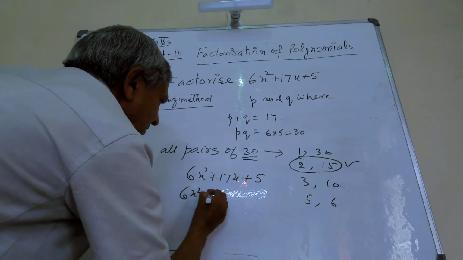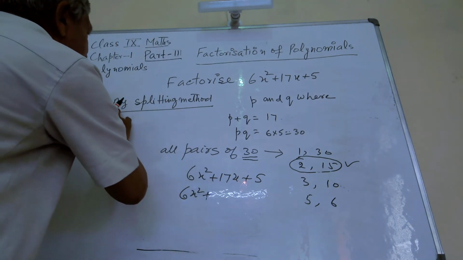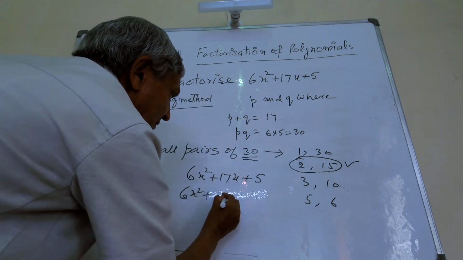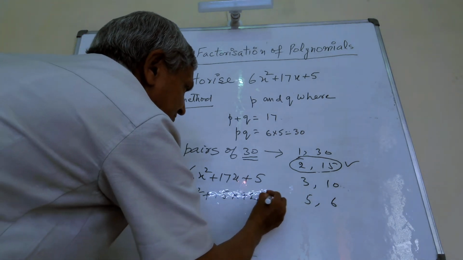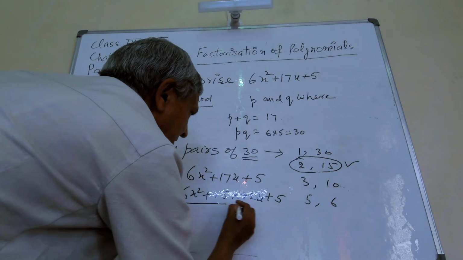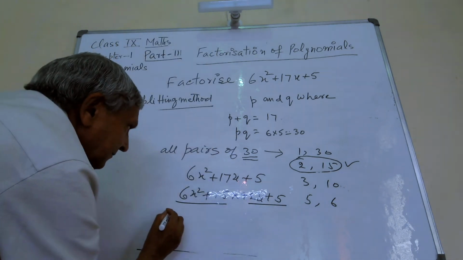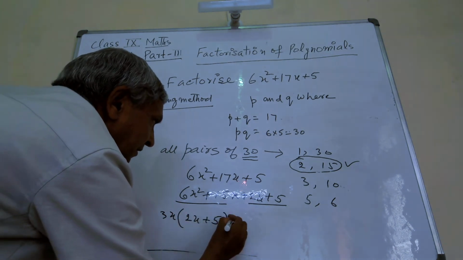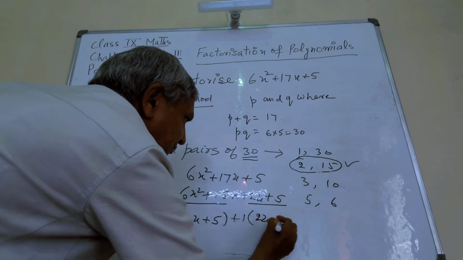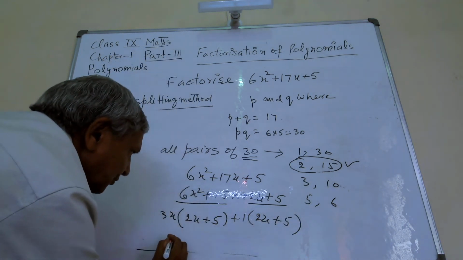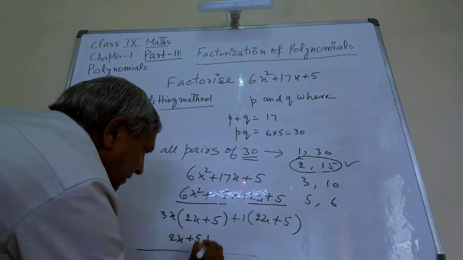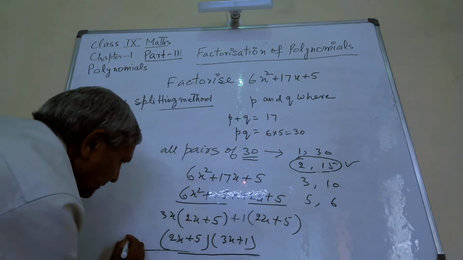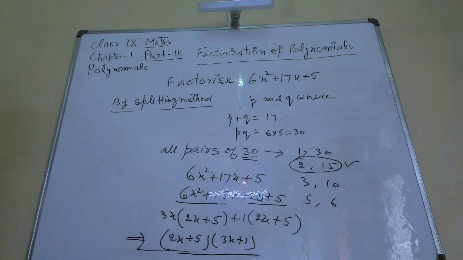6x square, as I have said, by the splitting method, split this term: 15x, 2x plus 5, taking 2 at a time. 3x is common, 2x plus 5. From here 1 is common, 2x plus 5. Taking out 2x plus 5 as common, and 3x plus 1. These are the two factors of this polynomial.